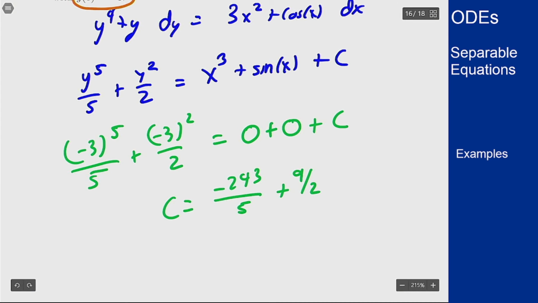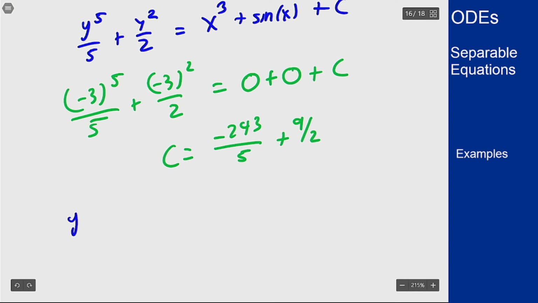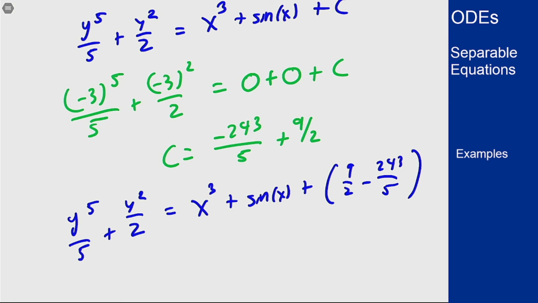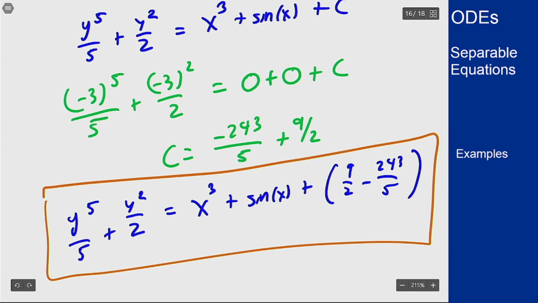And then I can write my solution, which is going to be y to the fifth over 5 plus y squared over 2 equals x cubed plus sine of x plus 9 halves minus 243 over 5. And you could put the x on the other side if you wanted to, but you can also just leave it in a form like this to get the solution for that initial value problem when you can't solve out for y no matter how much you try.